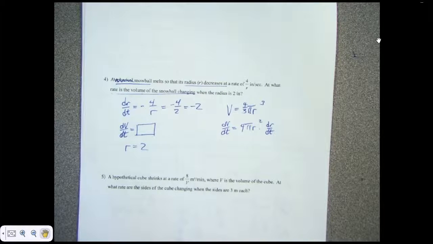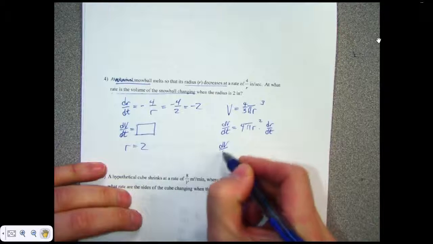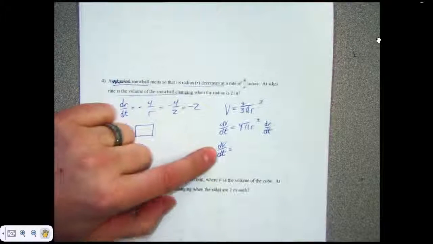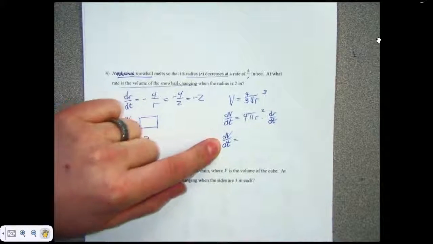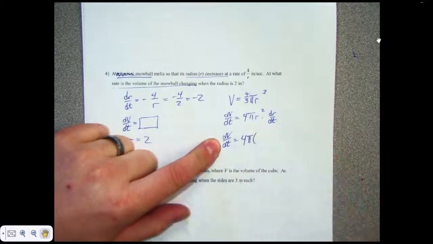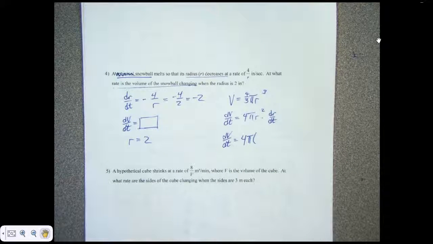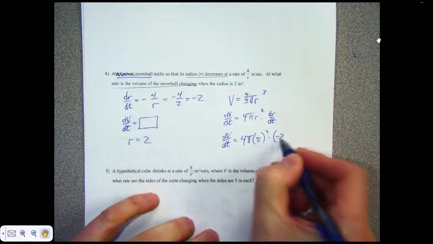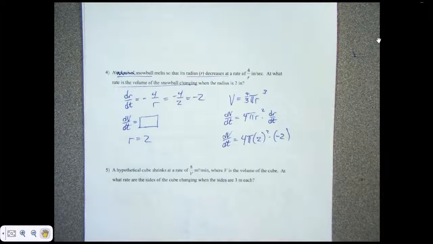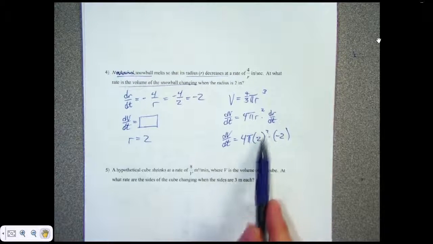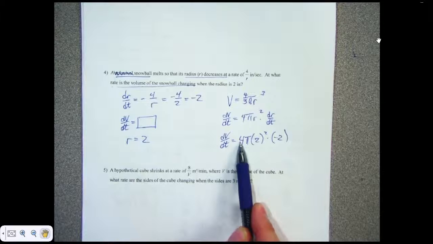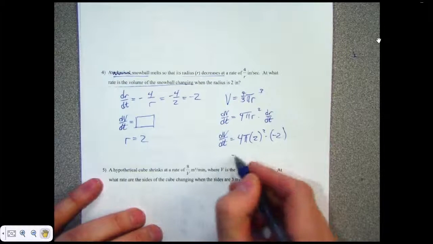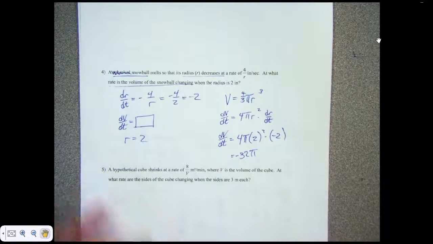So now I can plug in. The dV dt is what we're looking for, so there's nothing to put there. Now it's just plug and chug. What's r? 2. And dr dt was -2. And now you just calculate. So 2 squared is 4. 4 times 4 is 16. That's times -2. So this is -32 pi.